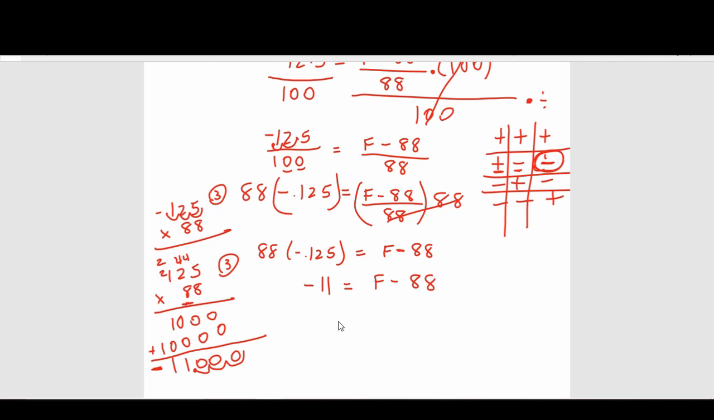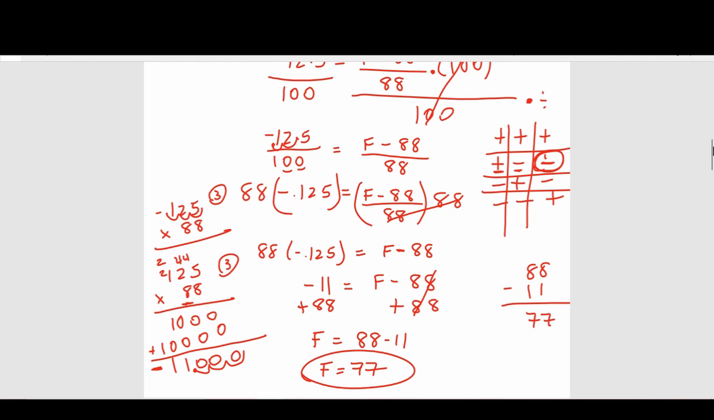So now, again, we're still trying to solve for f. We're not quite there yet. We had to do a lot of arithmetic to get to this point. So we're going to add 88 to both sides. This crosses out. We're left with f equals 88 minus 11. Let's work that off to the side. 8 minus 1 is 7. 8 minus 1 is 7. So f equals 77.